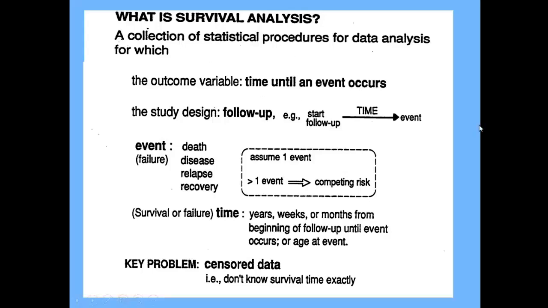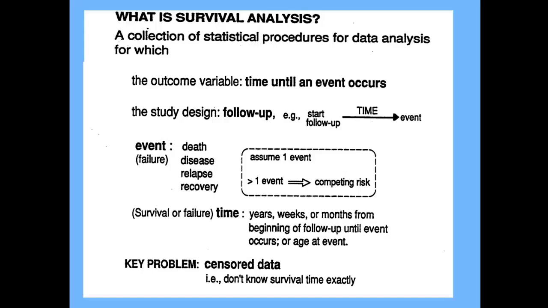Now, as I was saying, the event could be any one of a number of things. It could be death, follow-up until somebody died. It could be time until somebody gets a disease, a cancer, a heart attack, or something else. It could be time until they relapse, like they're in remission and then they go out of remission. Or it could be time until they get better, time until they recover. It depends on what you're dealing with.